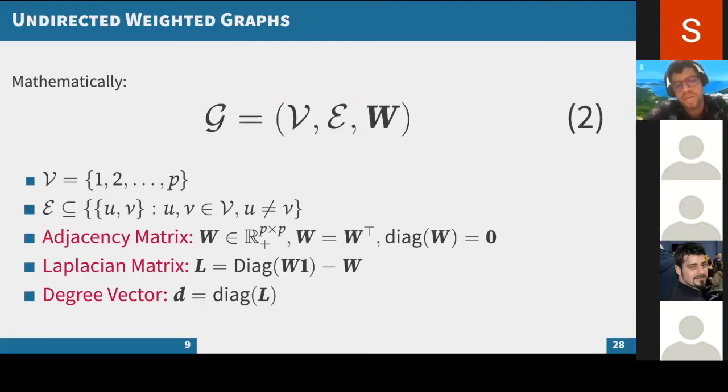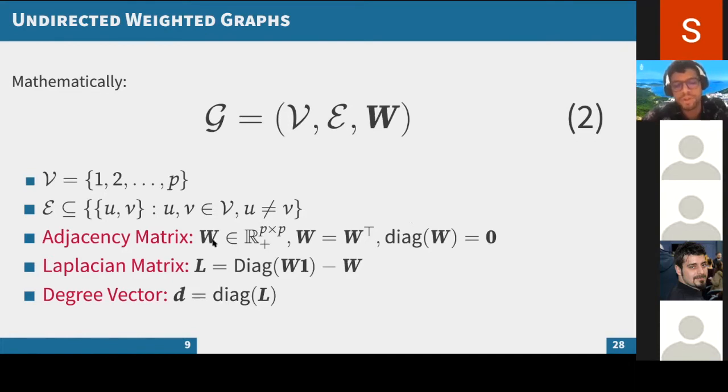V is the set of nodes. E is a subset of all possible sets containing pairs u and v that belong to calligraphic V, such that u is different than v. And these entities, V and E, can be encoded, let's say, in a matrix called the adjacency matrix, which is a non-negative matrix, right? p by p, and it's symmetric because we are considering undirected graphs, and we assume that the diagonal of this matrix is zero because there are no loops in the graph, pretty much.